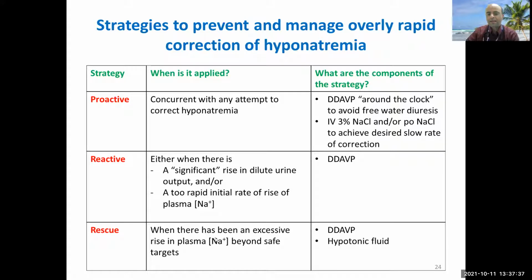Other risk: when there has been excessive rise of sodium beyond the safe target. If your sodium goes beyond your target, where your desired sodium rise should be 6 and your sodium has now increased 15 or 16 or 19, you should use DDVB and hypotonic fluid, D5 water or free water as you like, whatever is available. You can give D5 water if you don't have DDVB, or free water through NGT, or through water intake if your patient is alert and conscious. You should rescue your patient now. You should take care of your patient and intervene as urgently as possible.